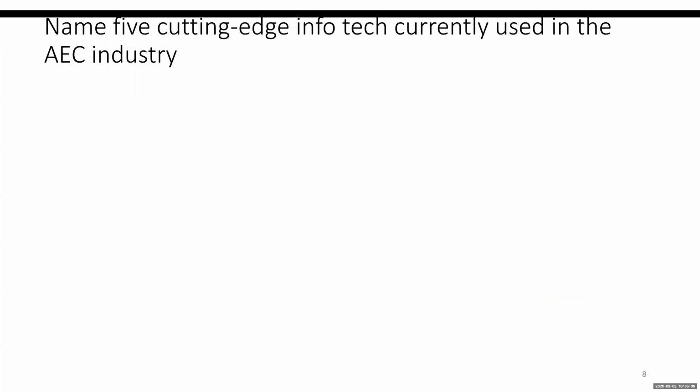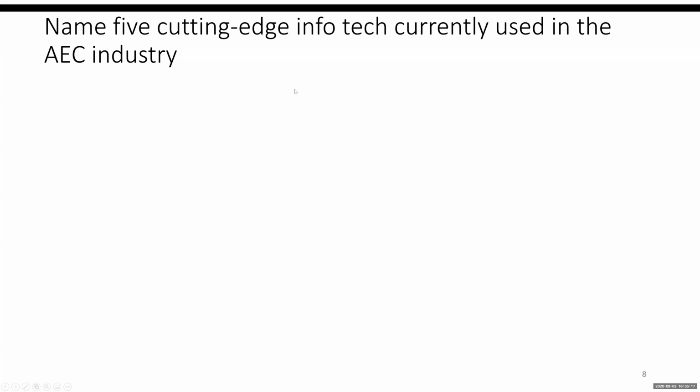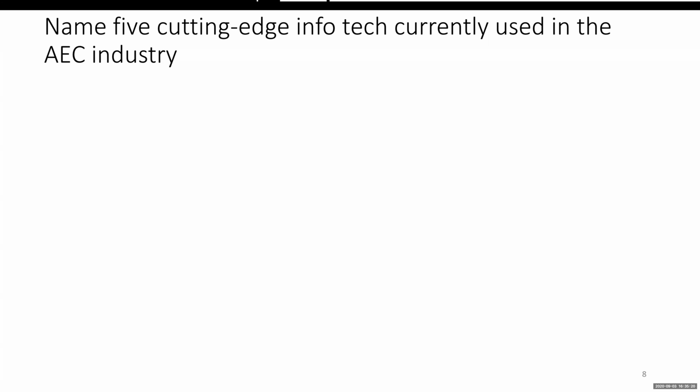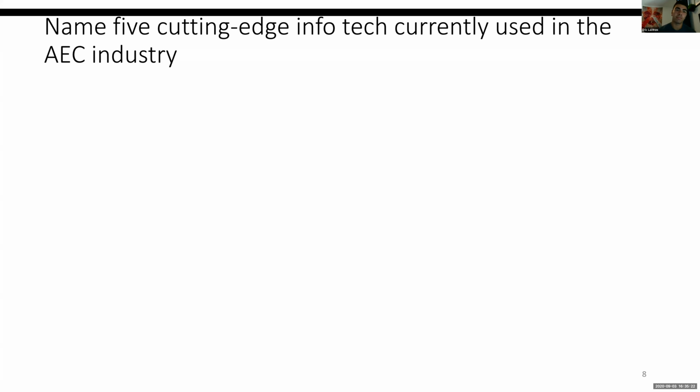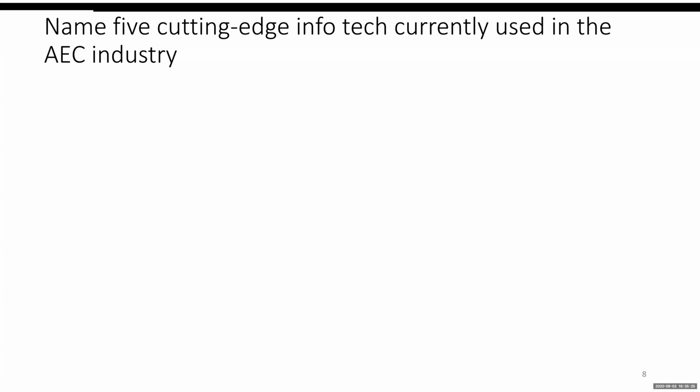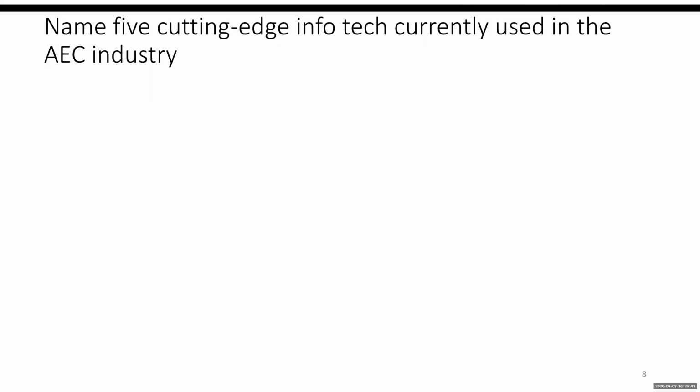All right, guys, name 5 cutting edge information technology currently used in the AEC industry, architecture, engineering, construction. That's called AEC industry. Make some noise, guys. 3D printing. 3D printing, great. BIM. BIM, building information modeling, nice. What else? Drones. Drones, yes. What else? Laser scanning. Laser scanning, all right. What else? Drones. Okay, I heard the drones twice, yes. So I think that's enough, right?